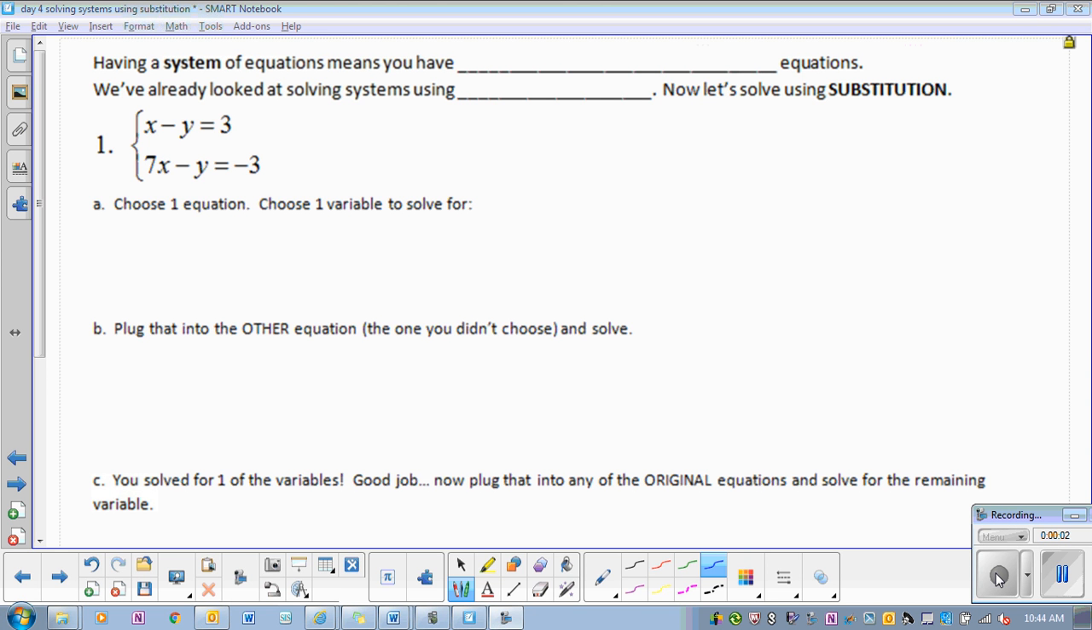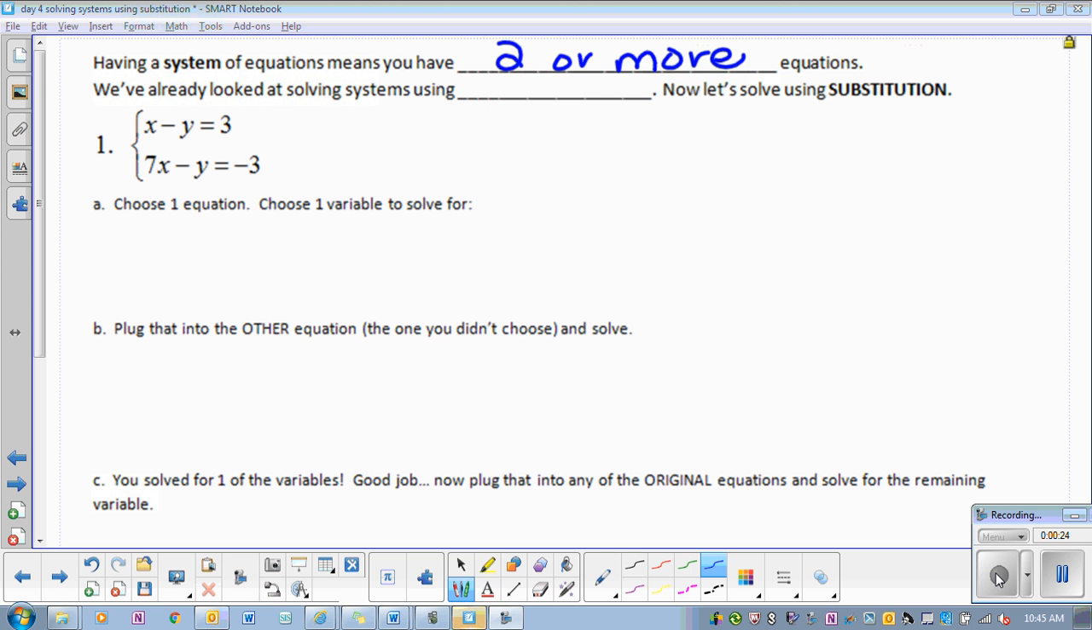Today we're going to talk about solving systems algebraically, and there are two methods that you can use. The first method is substitution. When you have a system of equations, it means that you have two or more equations in one problem.